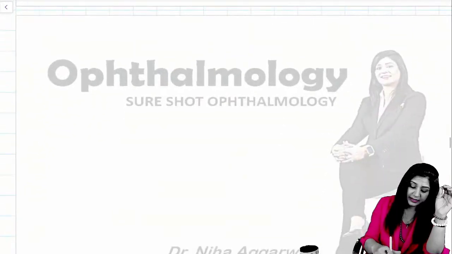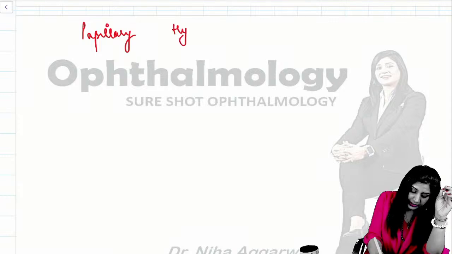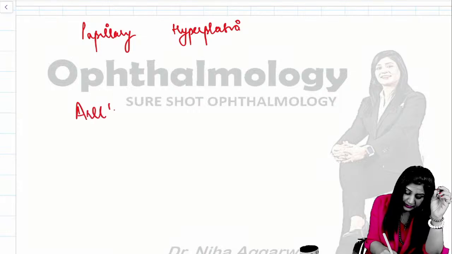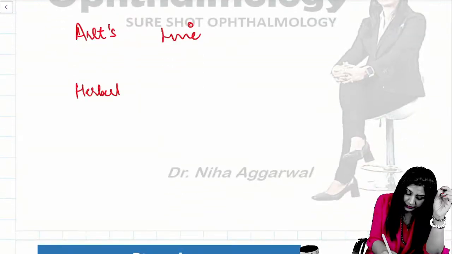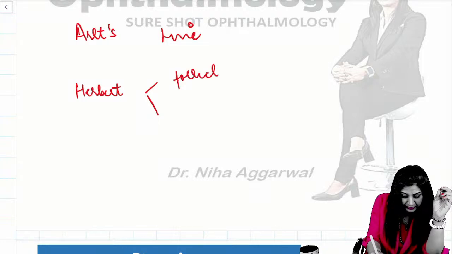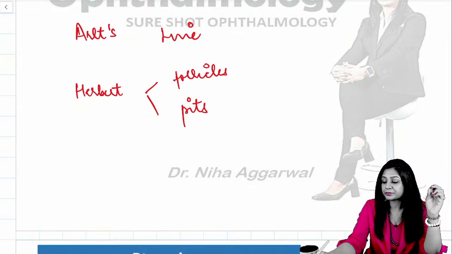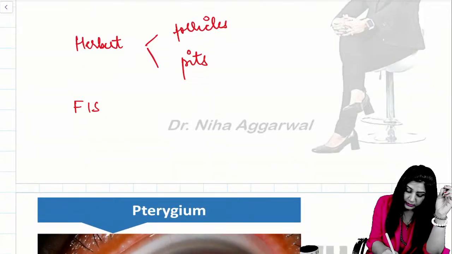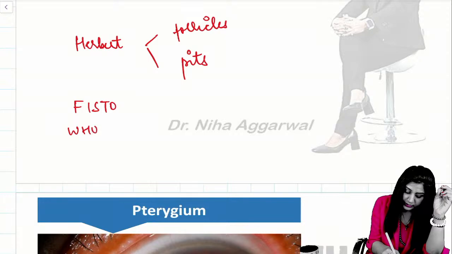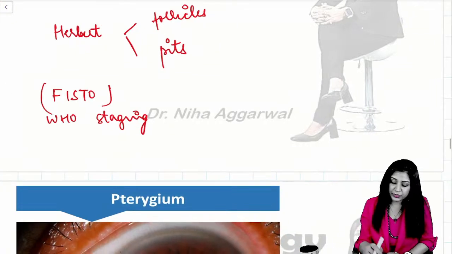You can also get the other things like papillary hyperplasia. We can get the papillary hyperplasia. We can get the Arlt's line. This is also important. Arlt's line is important, along with the Herbert follicles and the Herbert pits. Herbert follicles and Herbert pits are there. And then we will also have the WHO staging, that is your FISTO. And also remember the SAFE strategy.